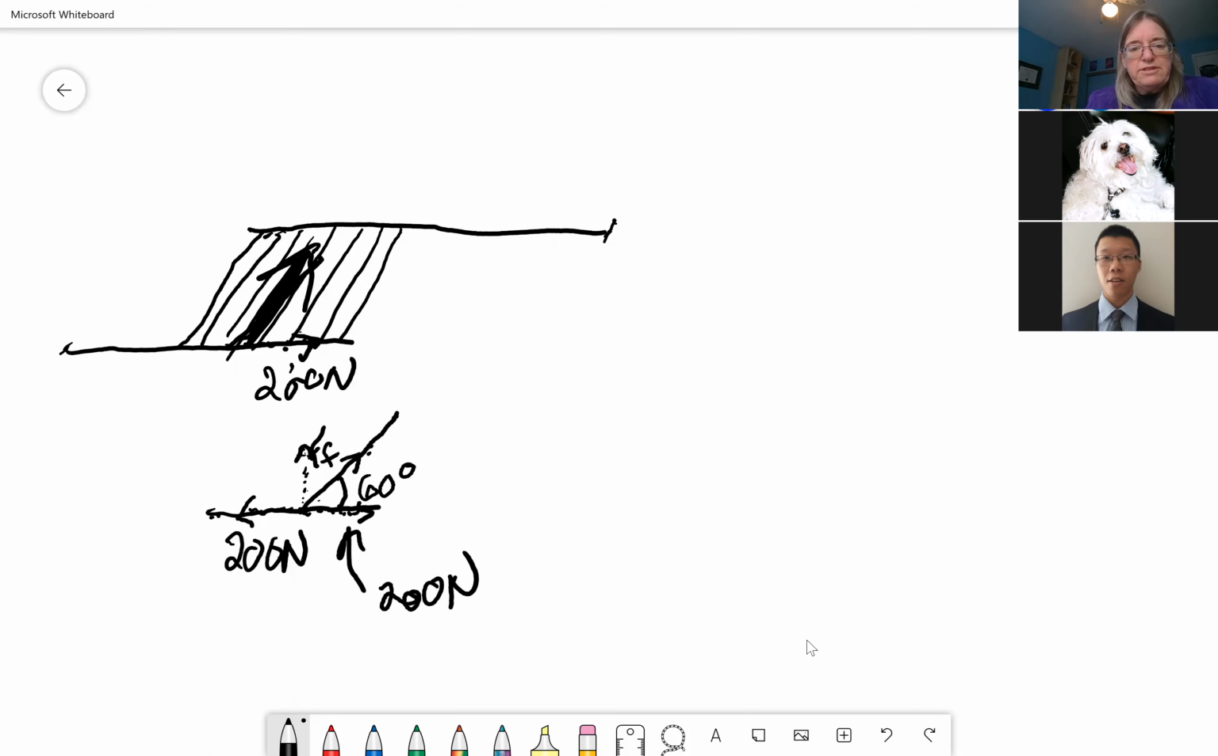And so we have a 60-degree angle, and this is adjacent, right? So the force of the fiber is going to... well, actually, let's go back a bit. We are just breaking down into components.